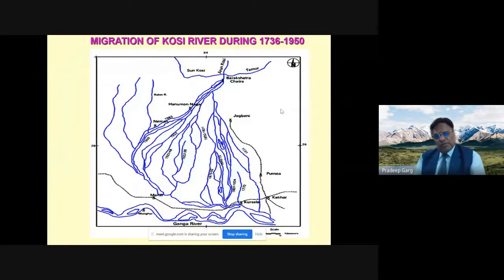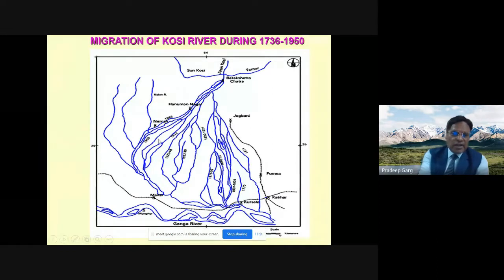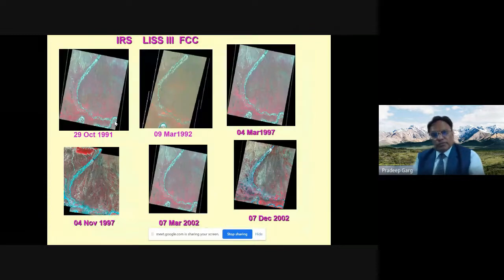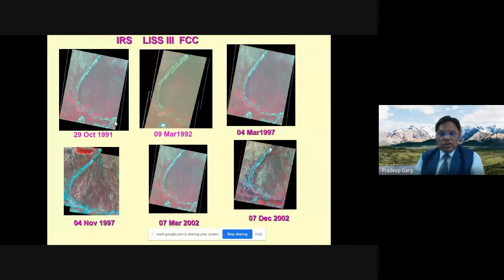This is the Kosi River, which every one of us knows is the river which floods every year, which creates a lot of havoc in the area and loss to the life of the people and the land, because this Kosi River is continuously shifting. So it was flowing earlier somewhere on this side, the right side, and then it is continuously shifting toward the left side.